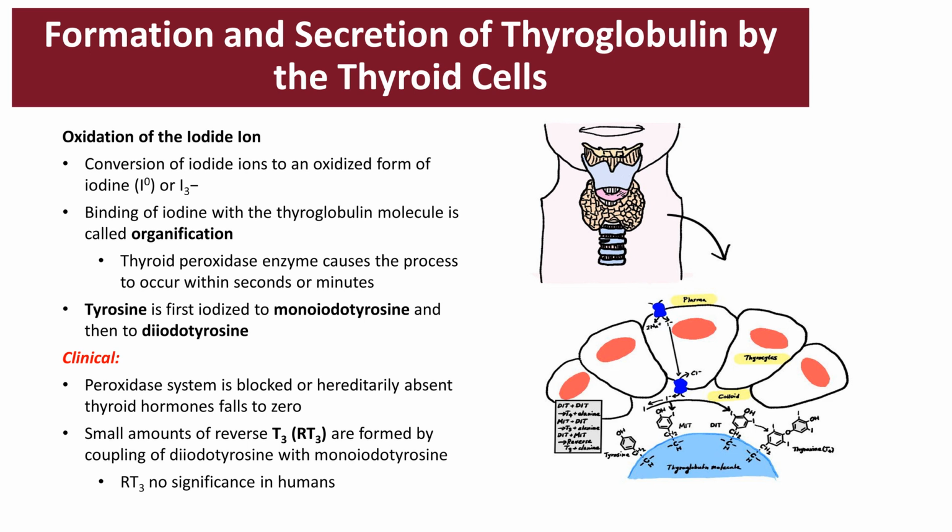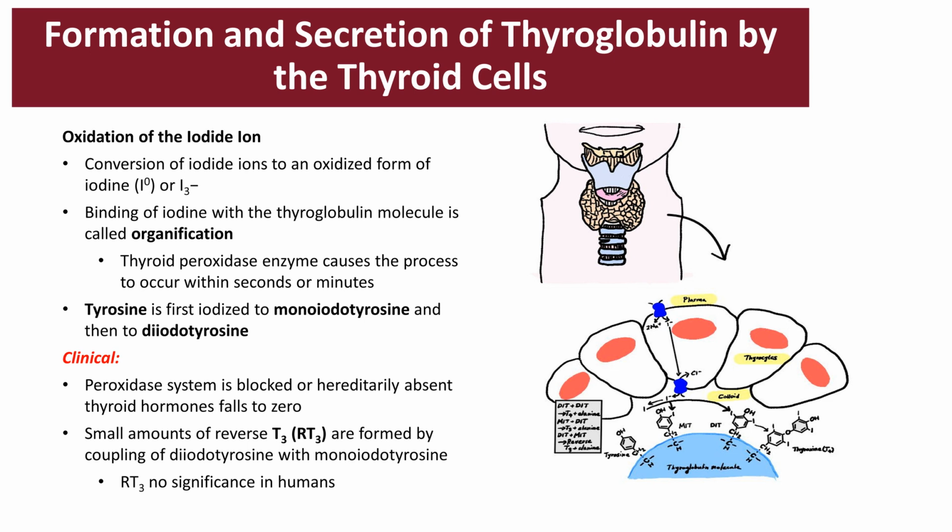Then it gets converted into the diiodotyrosine, and then when you have one mono and one di, you can create a tri, right? 1 plus 2 is 3, so you have a T1, T2 becoming T3. And then there's another intermediate called the reverse triiodothyronine, RT3, which does not play any significance in humans.